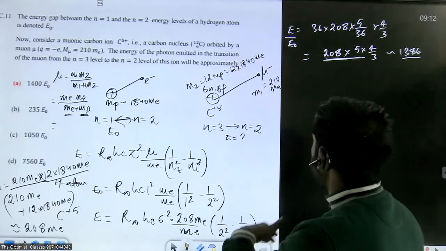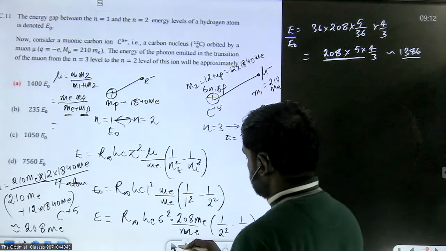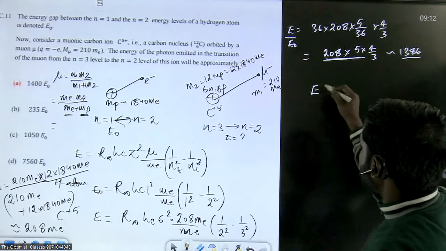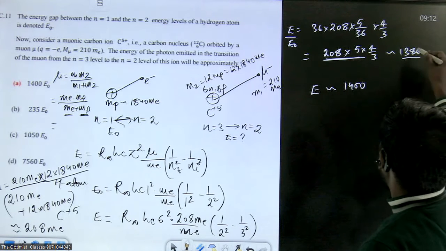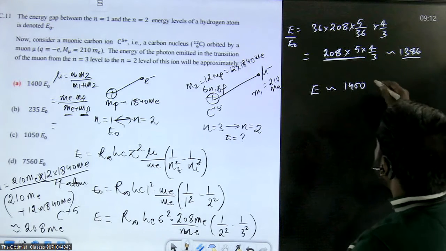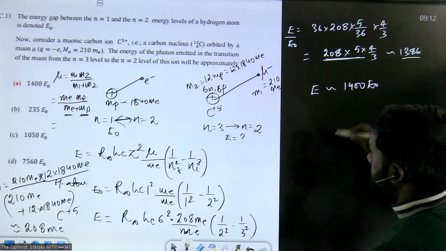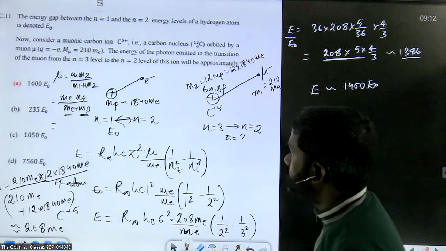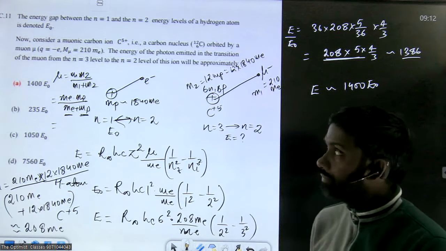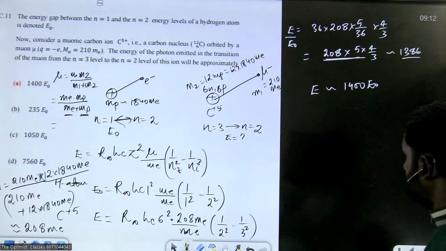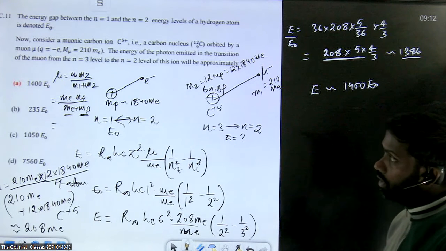Okay, so the closest answer will be option A. Here E is approximately equal to 1400. Actually you get E equal to 1386 multiplied by E naught, so we write closest to 1400. That's the correct answer. This is a very basic question related to the hydrogen atom. You can say this was a question on the Bohr model also.